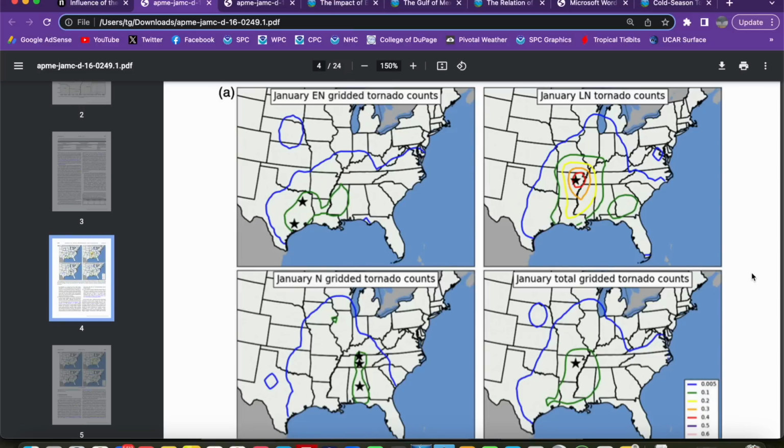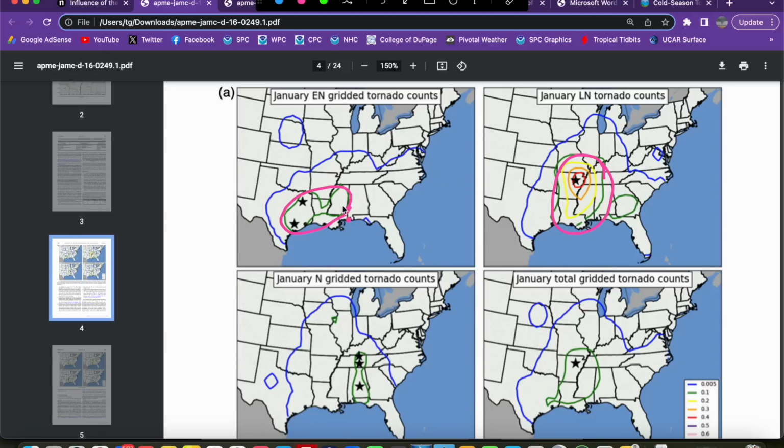Using their figure 3, we can see these trends, as well as that southward shift in tornado potential during El Niño phases versus La Niña. Figure 3A here shows normalized tornado counts for the month of January for each ENSO phase. El Niño is on the top left, La Niña on the top right, and you can easily see the difference. Much higher values concentrated much farther north in La Niña Januaries versus El Niño Januaries.